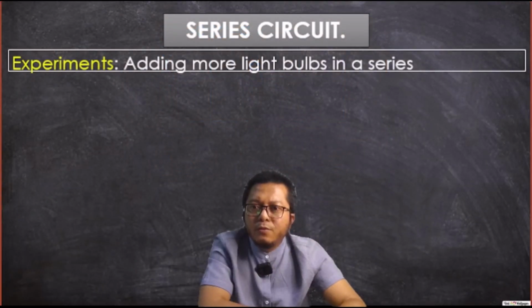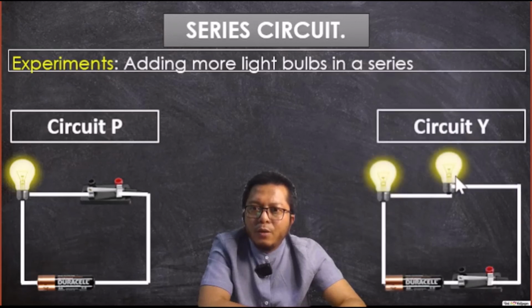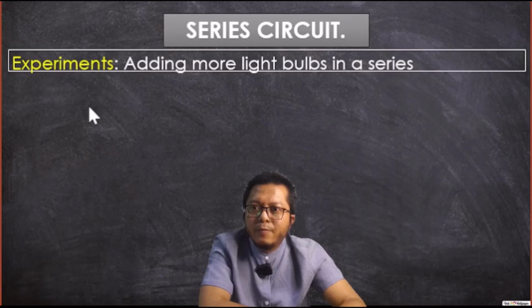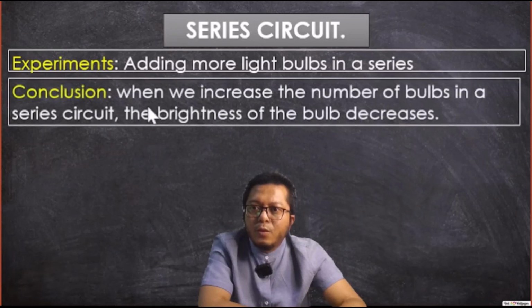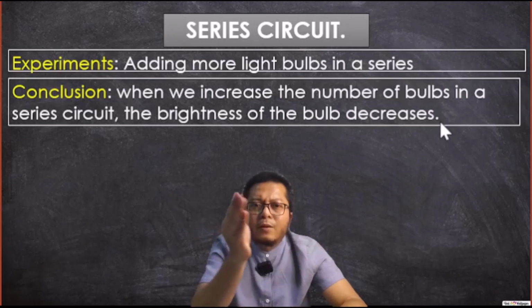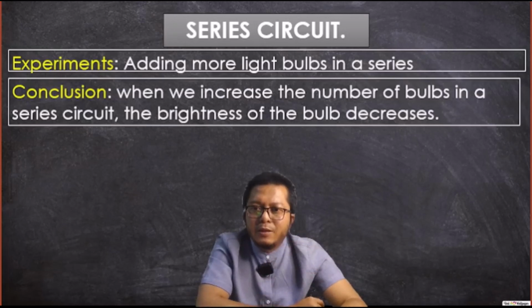Okay, conclusion for this would be, if you can see here the circuit, when we increase the number of bulbs in a series circuit, the brightness of the bulb decreases. Okay, more dry cells, brightness brighter. More bulbs, one dry cell, brightness lesser, decreases.